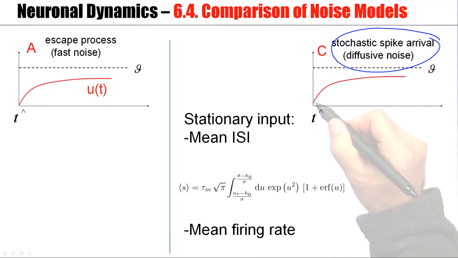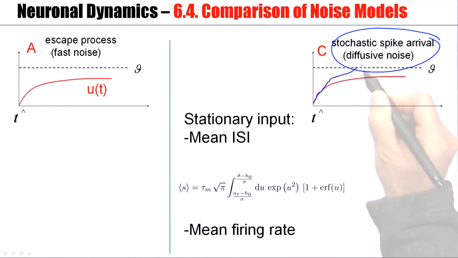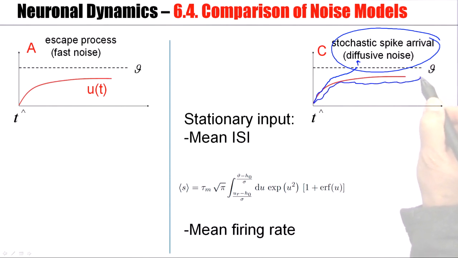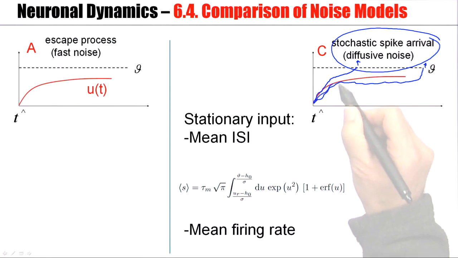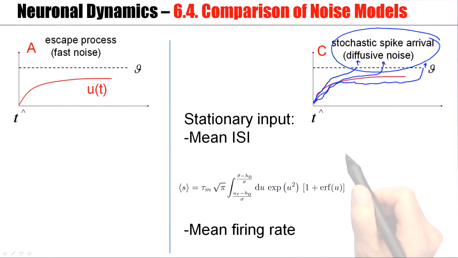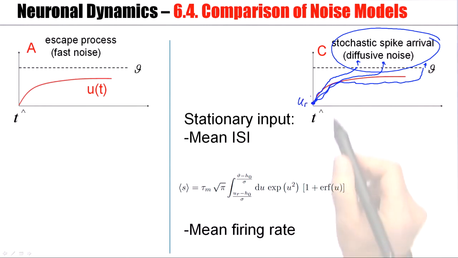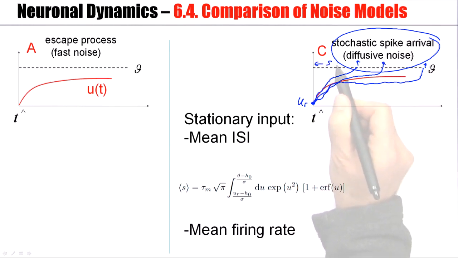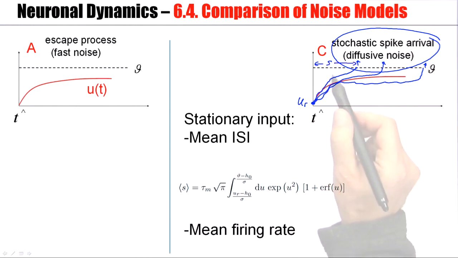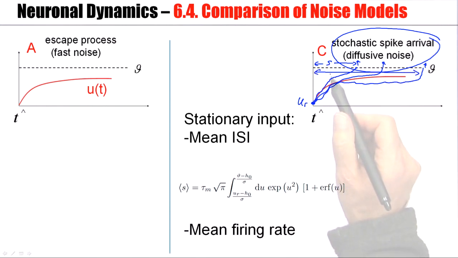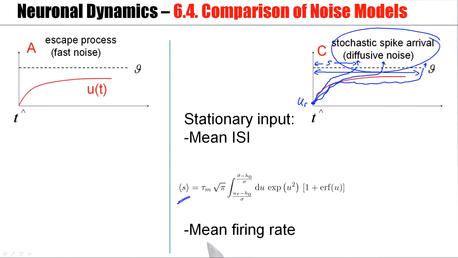Moreover, I can calculate something like the mean interval. One trajectory for stationary input may hit the threshold here. Another trajectory much later. A third trajectory over here. The last spike has occurred here. That was the moment when the reset happened. Now let's look at the interspike intervals. There are short ones and there are long ones. The distribution of interspike intervals has some mean, and we can calculate the mean interspike interval.